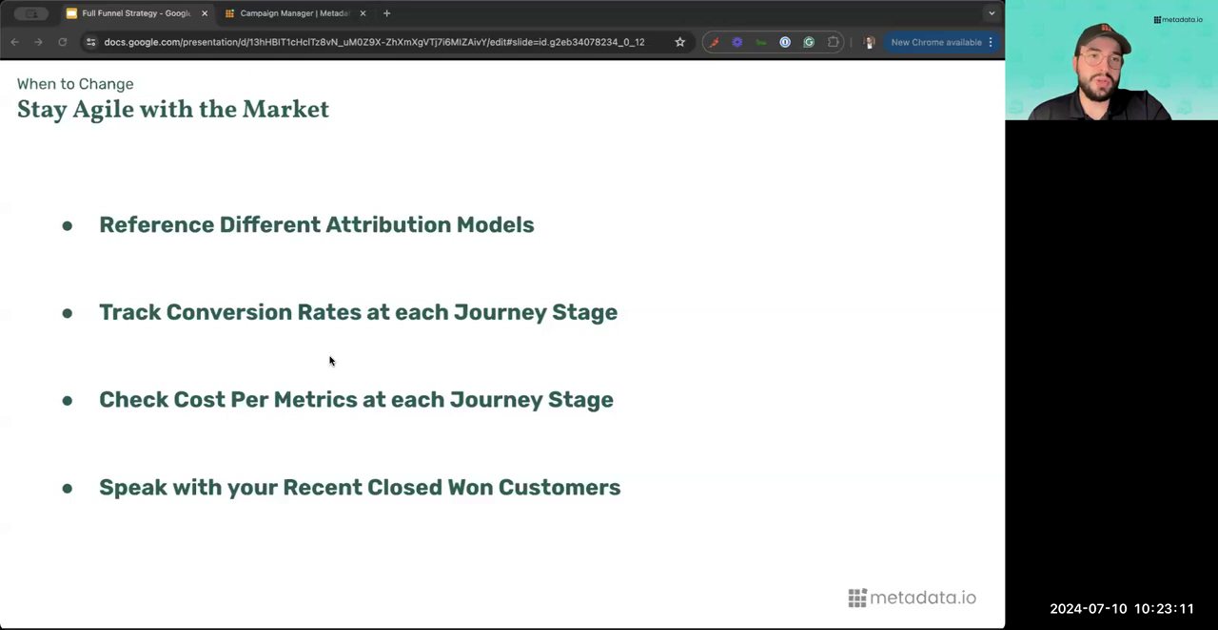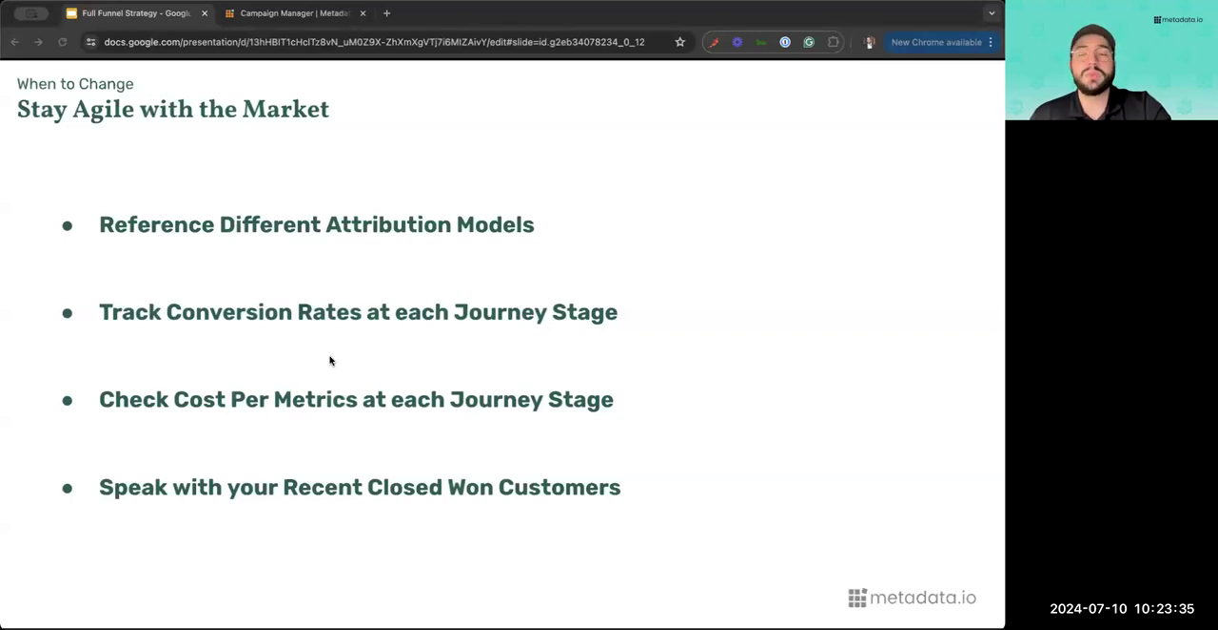And these are pretty directly correlated, but I would also check the cost per metrics at each stage. If you're seeing a drastic drop off between MQL and SAL, that right there points to where you need to focus in your full funnel strategy. The last one is speaking with recent closed won customers.